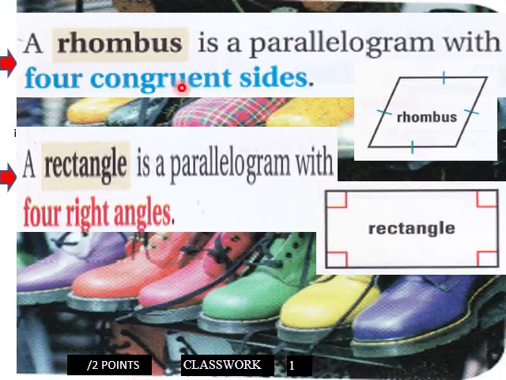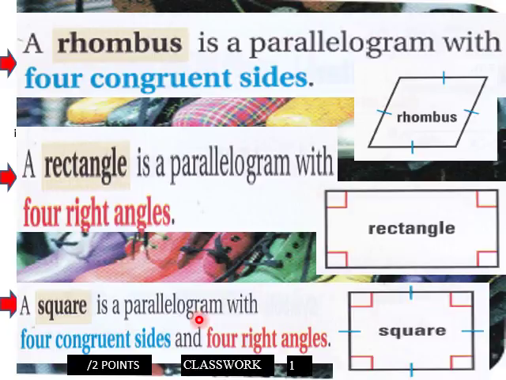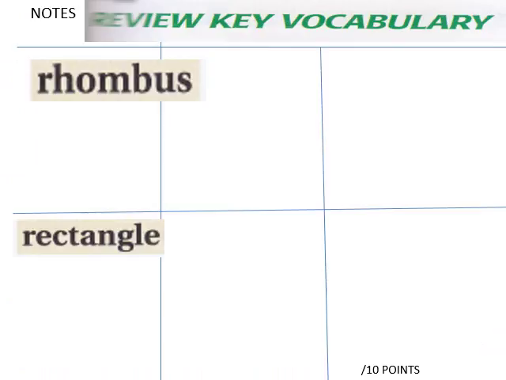Okay, a rhombus is a parallelogram with 4 congruent sides. So a rhombus has got 4 congruent sides here, like a square. A rectangle is a parallelogram with 4 right angles, so a rectangle does not have to have congruent sides, but it does have to have 4 right angles like that. And then a square is a parallelogram with 4 congruent sides and 4 right angles. So a rhombus does not have to have 4 right angles like a square does. A square has right angles and congruent sides.